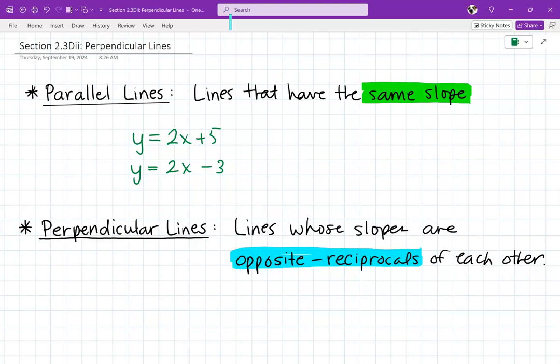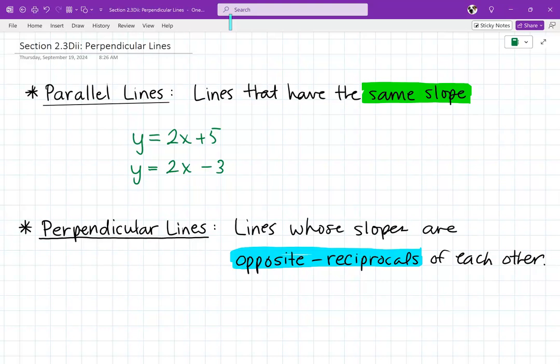Every number has an opposite except for which one? Zero, because plus and minus doesn't matter for 0. It's neutral. But every number has an opposite. So 1 is negative 1, that's the opposite. Negative 8, the opposite is 8. So that's not hard. You're looking for the slope that's opposite, so it has to be a different sign. If my slope is positive, the next one should be negative. If my slope is negative, the next one should be positive. Opposite. And then reciprocal.